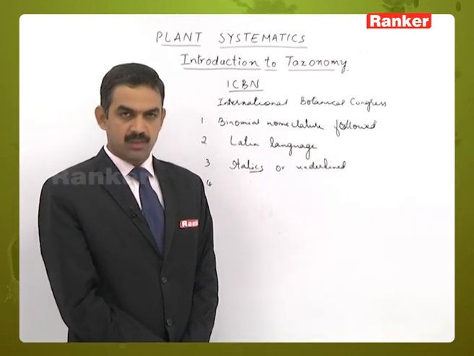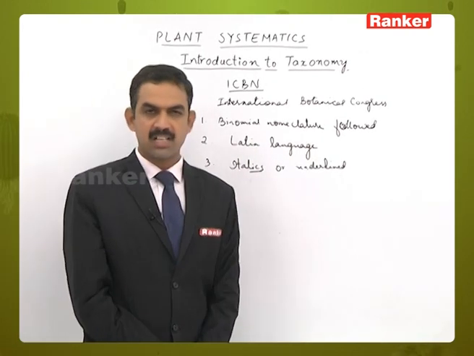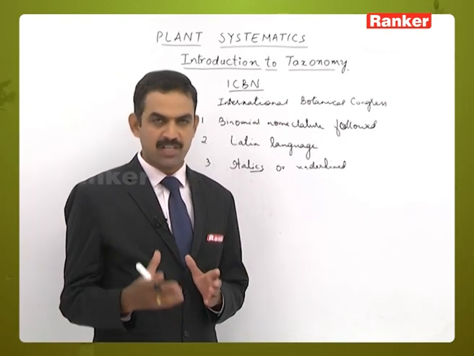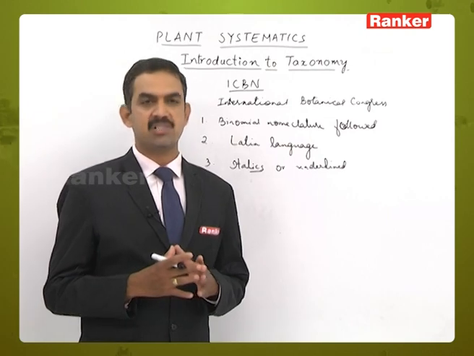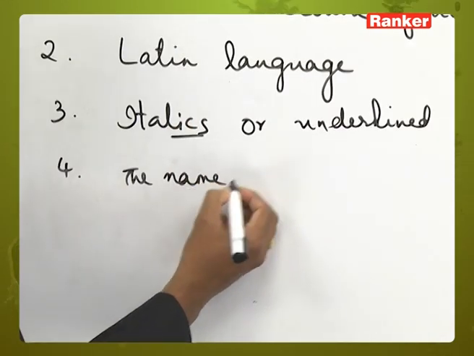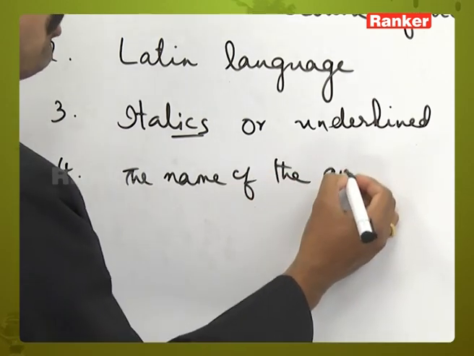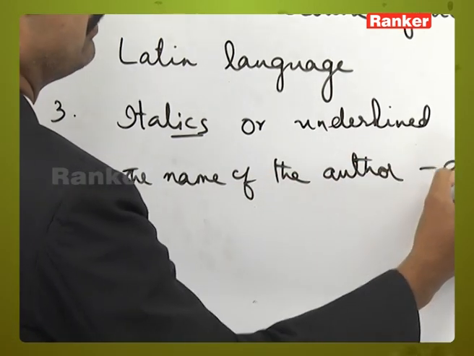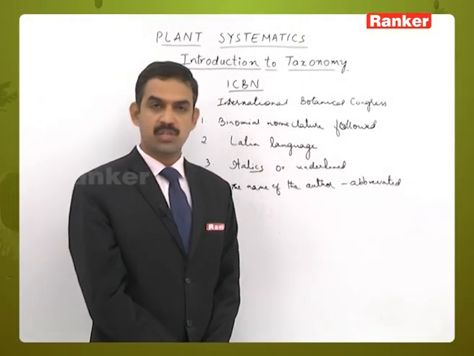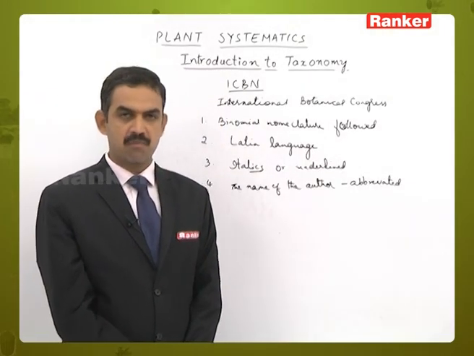And the author name, so who is the author? Regarding a plant, it means the person who first identified and described that particular plant species; he is considered as the author. The name of the author has to be abbreviated at the end of the species name or at the end of the scientific name.